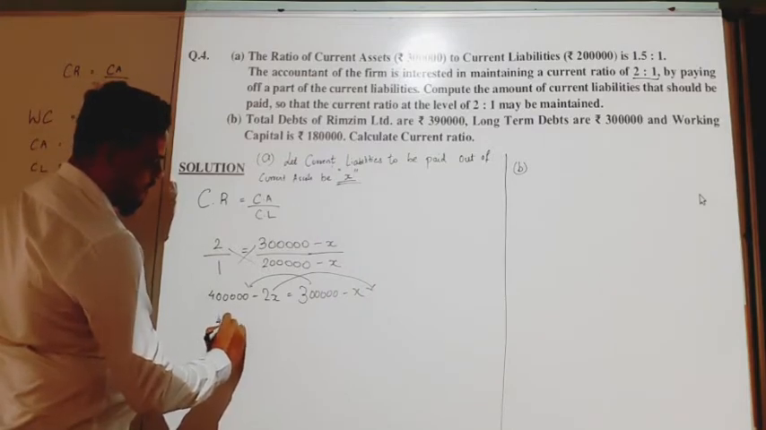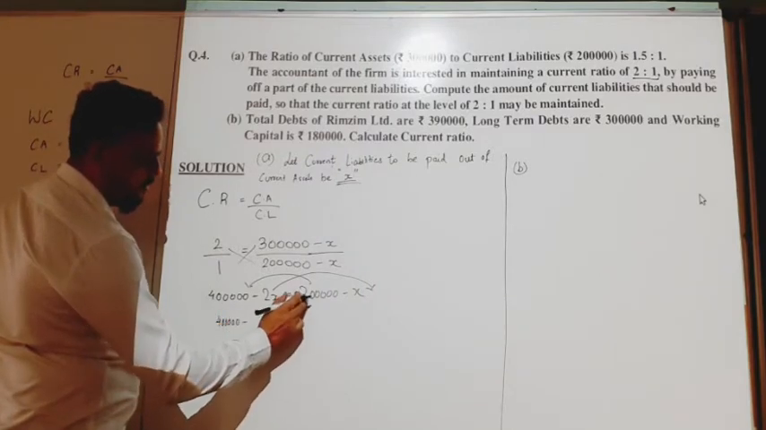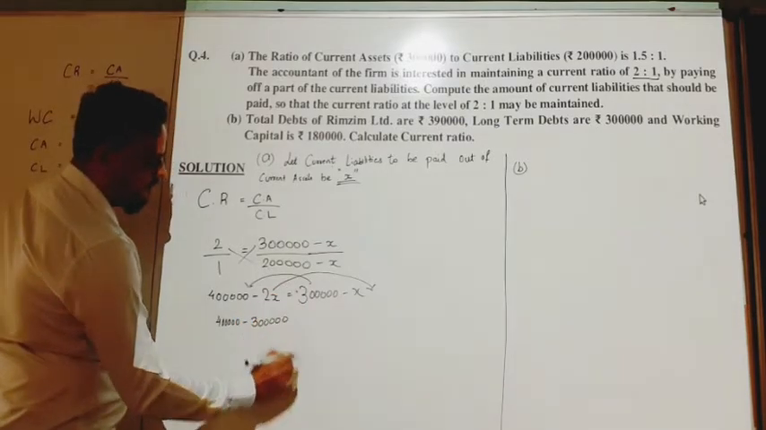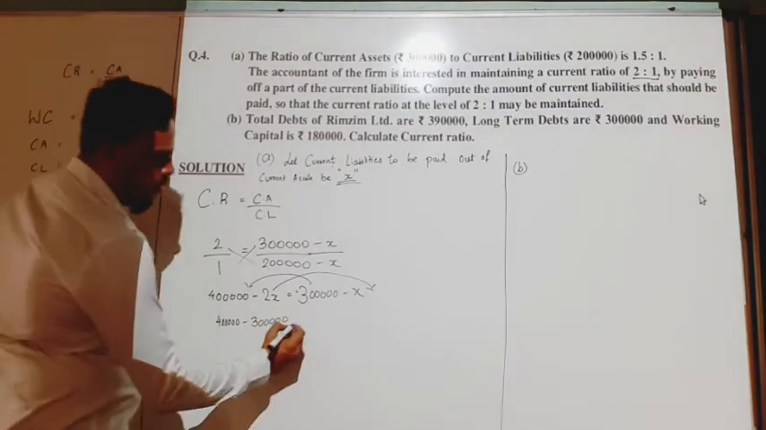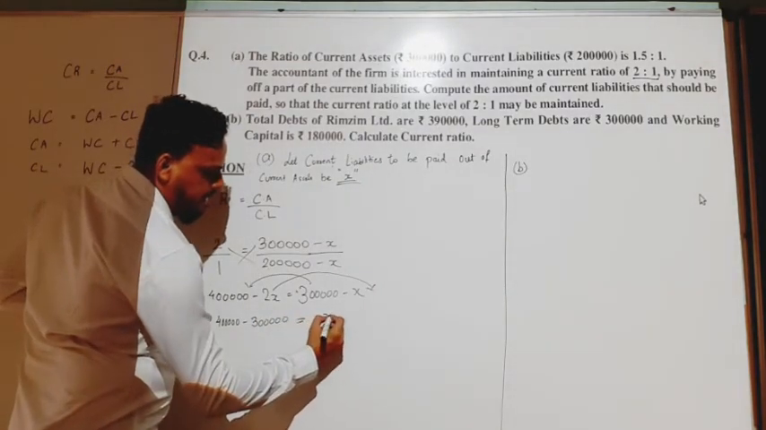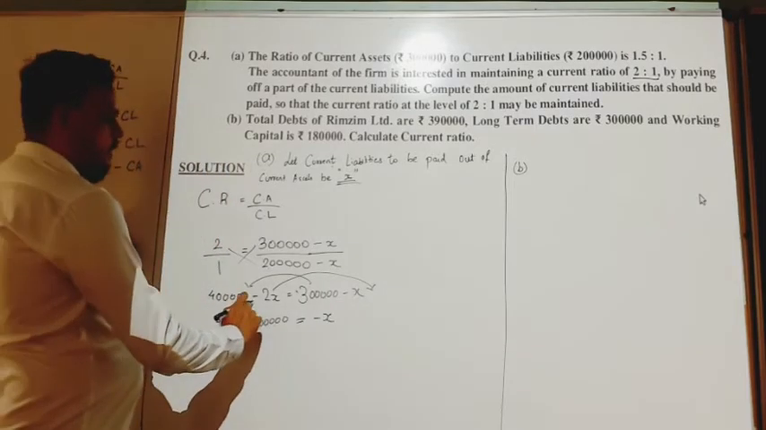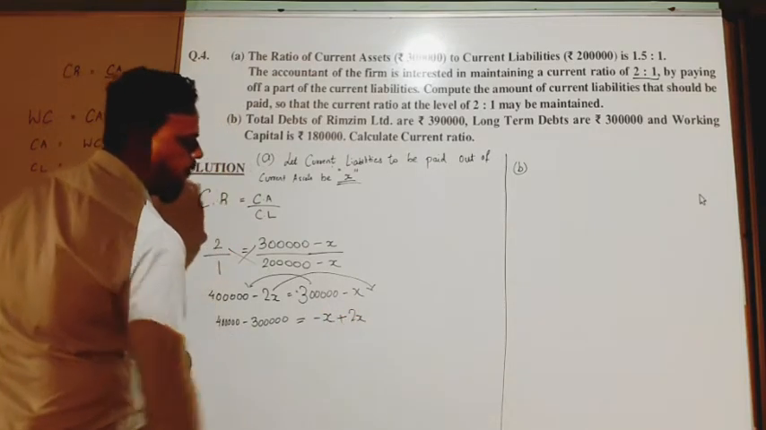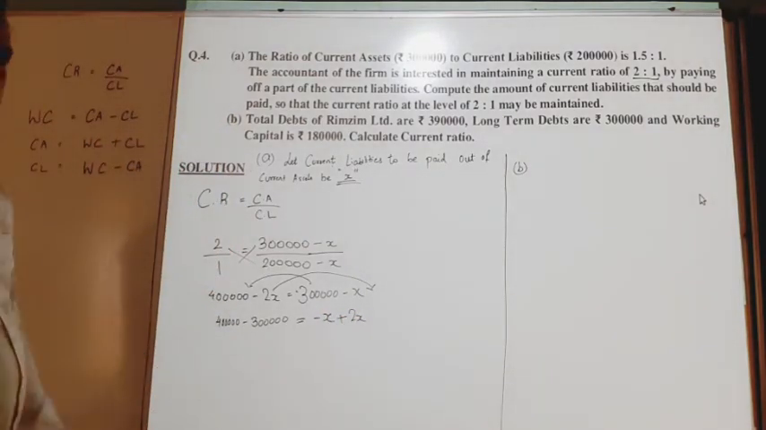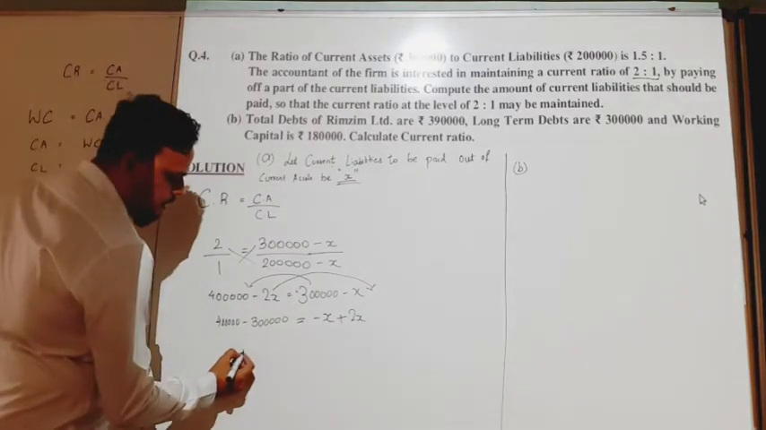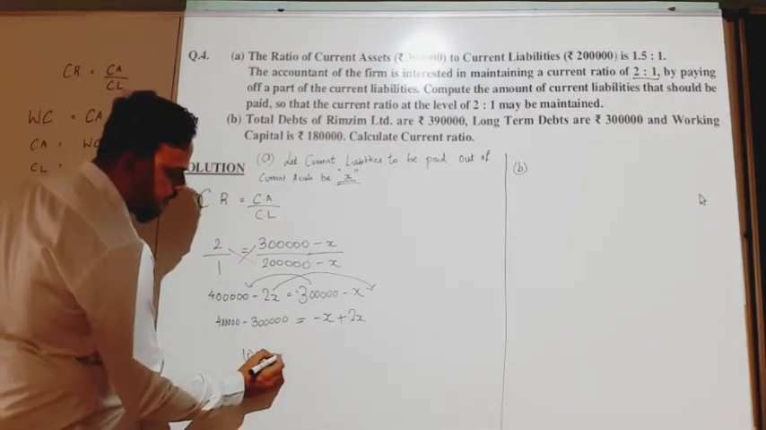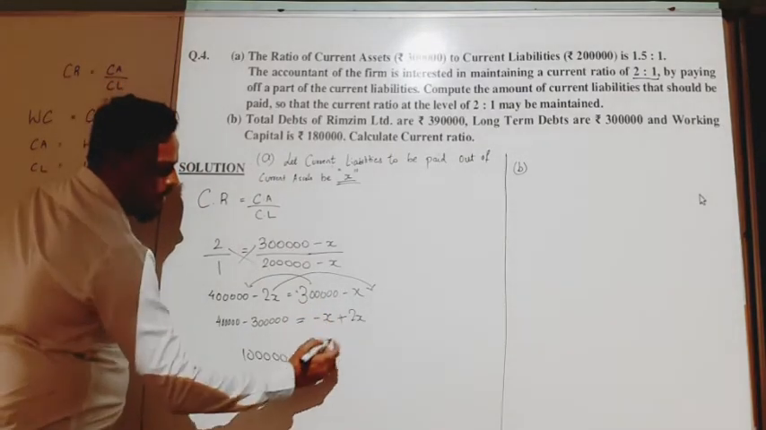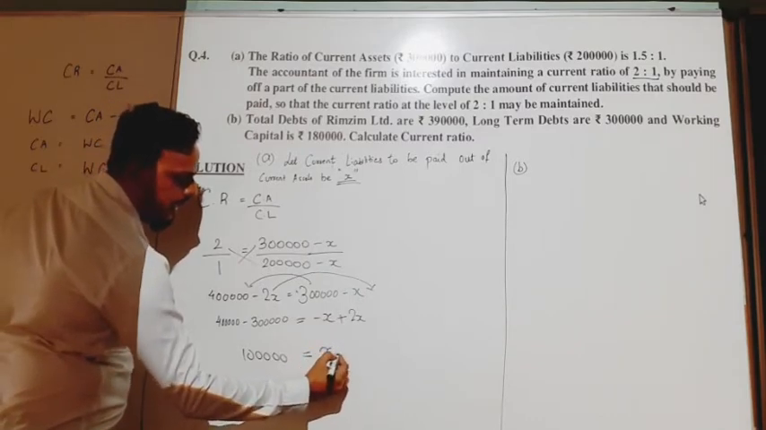4 lakh minus, it is plus here, then it will become minus as 3 lakh. Correct? Now, here already minus x is there. We are changing the minus to plus, we are doing plus 2x. Plus minus as a basic concept has been given. Here we will get 1 lakh because we are subtracting, and then 1 is represented by x. So 1 minus 2 is equal to x.